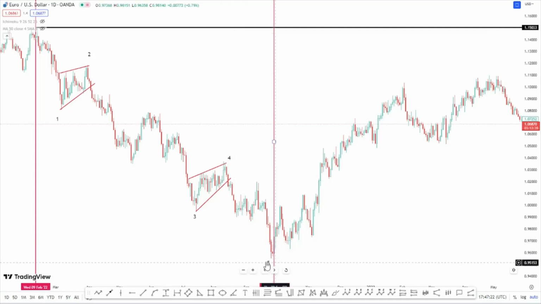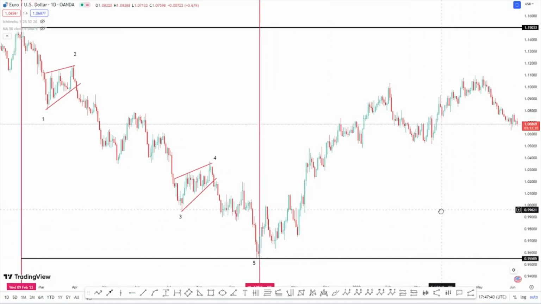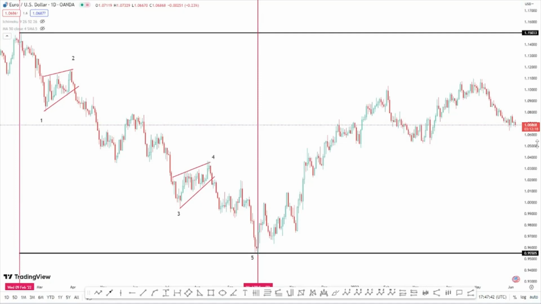So this is the time when those bearish waves that you're talking about finish, and they finished at this price over here. So I'm going to close it like this. As you can see, it finished at this price over here, 0.95505.